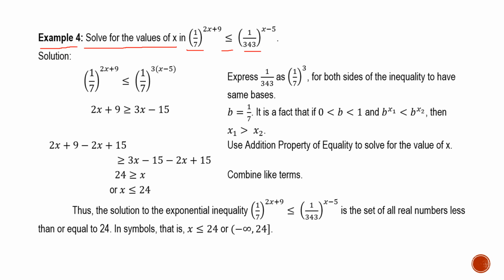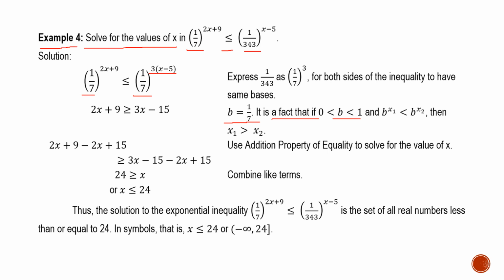Here, we can express 1 over 7 raised to 2x plus 9, and this 1 over 343 will be 1 over 7 raised to 3, multiplied by x minus 5. Since here b1 is equal to 1 over 7, it is in fact that 0 is less than b less than 1. Since 1 over 7 is less than 1 and greater than 0, it falls in between 0 and 1.